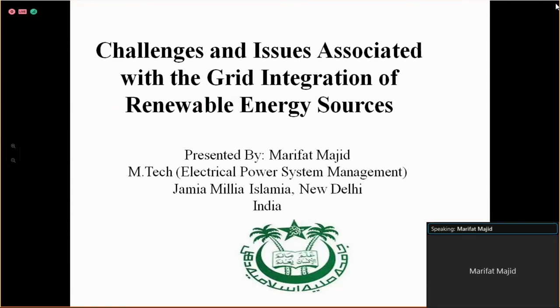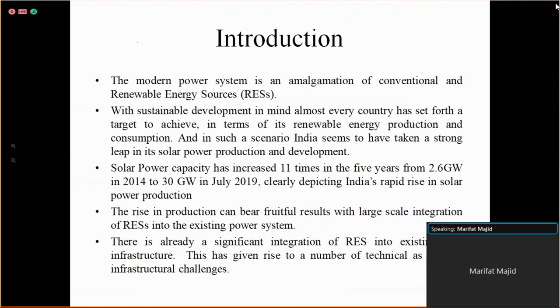I'll be speaking upon the challenges and issues that are associated with the grid integration of renewable energy sources, basic challenges. So in the introduction, we know that the modern power system is an amalgamation of conventional as well as renewable energy sources. And with sustainable development in mind, almost every country has a target to achieve in terms of its renewable energy production and consumption.